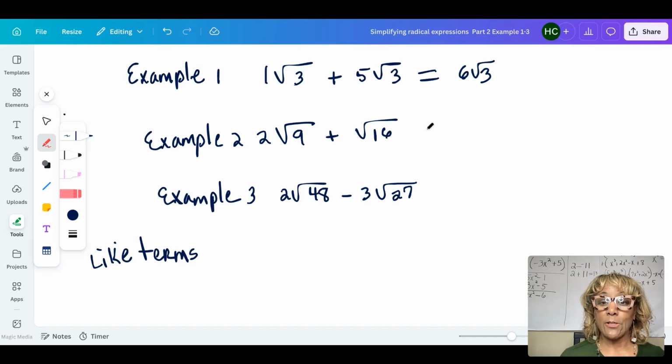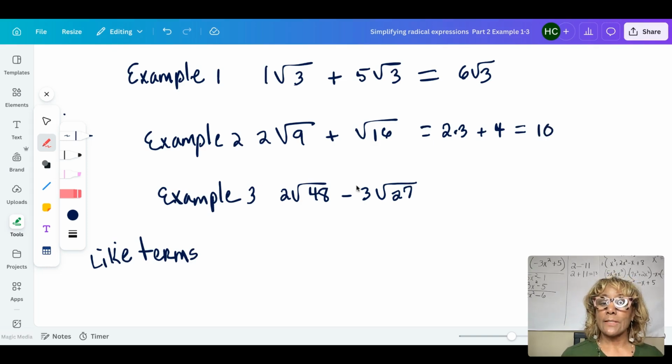Now in this particular example, I actually have a square root that I can evaluate, because the square root of 9 is 3 and the square root of 16 is 4. So I'm going to simplify it by first evaluating those radicals. So I have 2 times 3 plus 4. So that's 6 plus 4, and that's 10. And that's as far as I can go.